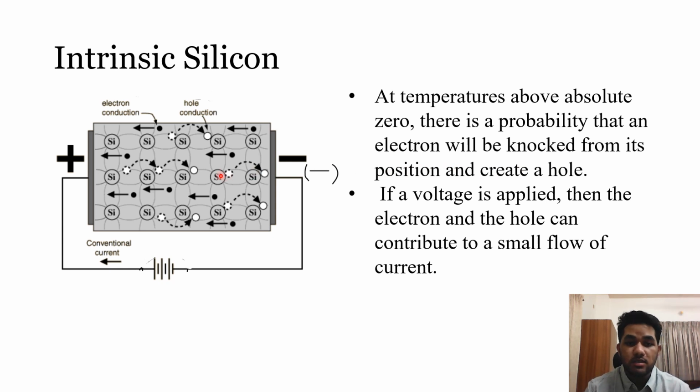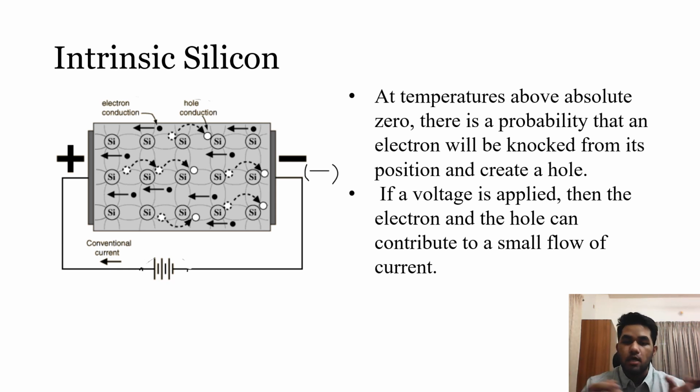So what happens is the electron was initially here in the lattice, but since we applied an electric field, if a voltage is applied, then the electron and the hole can contribute to a small flow of current. What this means is that, since the temperature is above absolute zero, there is a probability that the electron will be knocked from its position and create a hole.